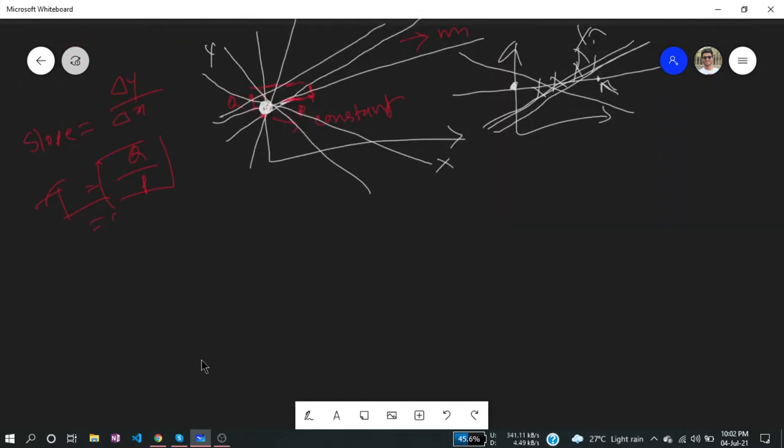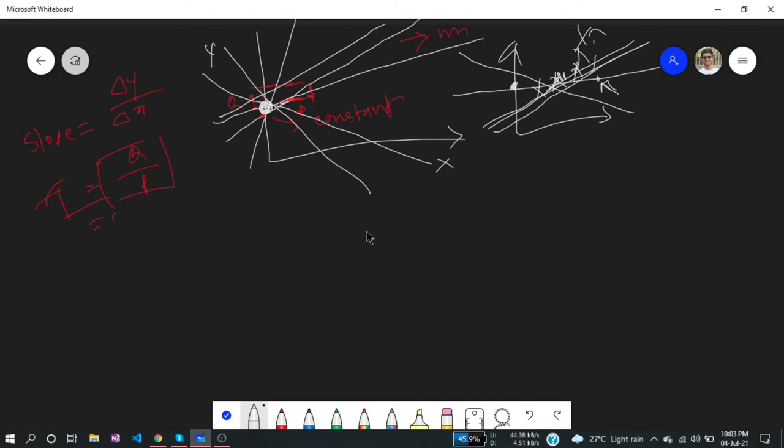Now I've told you there might be some error. This is your predicted line, this is your actual point, and this line predicted this point. So there might be some error. So how will we calculate this error? What would be the formula?